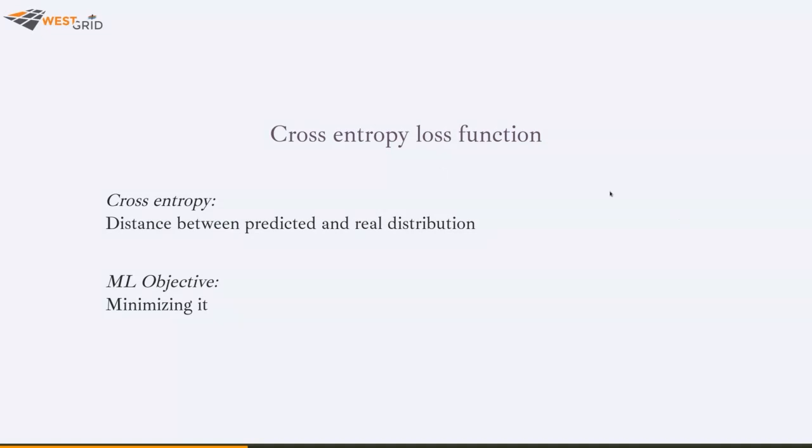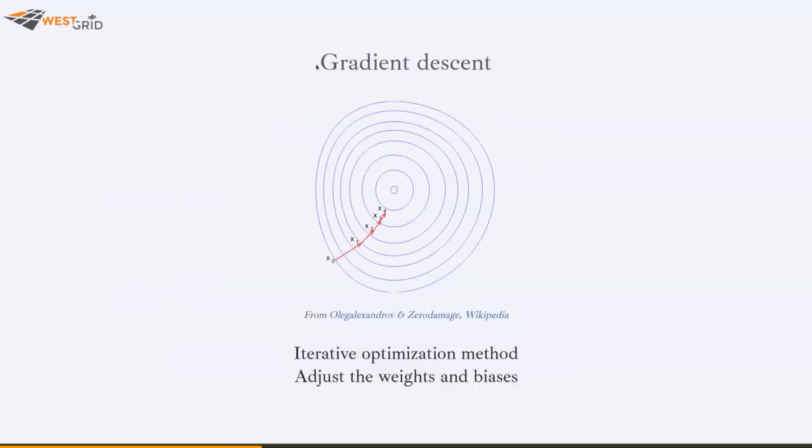So now you have that data. How does machine learning work? Well, the cross-entropy loss function is the distance between the predicted distribution, so what the model predicts, and the real distribution. And the big objective of machine learning is minimizing it. Machine learning is about minimizing the loss function or the cost function. And a very classic approach is to use gradient descent.